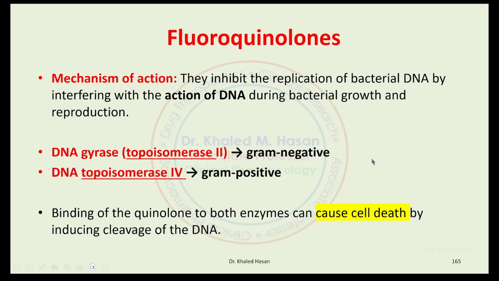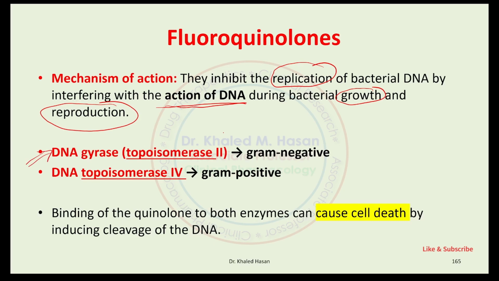How the fluoroquinolones work: they inhibit replication of bacteria, inhibit growth of bacteria, inhibit reproduction of the bacteria by the inhibition of DNA. What type of DNA enzyme will be inhibited by fluoroquinolones? We have DNA gyrase, which is topoisomerase 2, and topoisomerase 4. So the fluoroquinolones inhibit the DNA gyrase.